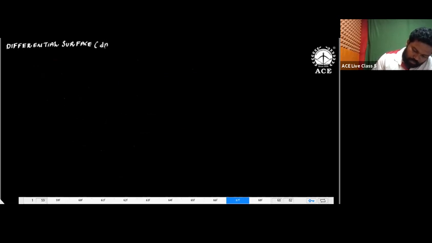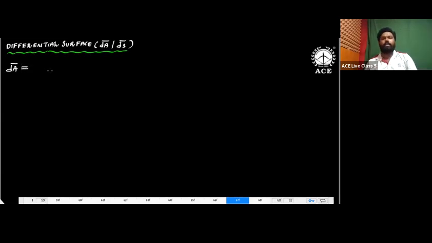A differential surface is represented with dA or dS. Here it is dA is equal to... I'll write the standard form here. How does the standard form look? It is an XY plane. We'll take the idea from the Cartesian coordinate system. For the XY plane, the direction is in the Z. Here also, for the UV plane, direction will be in the W. So I'll write the first term: h1 h2 du dv w cap.